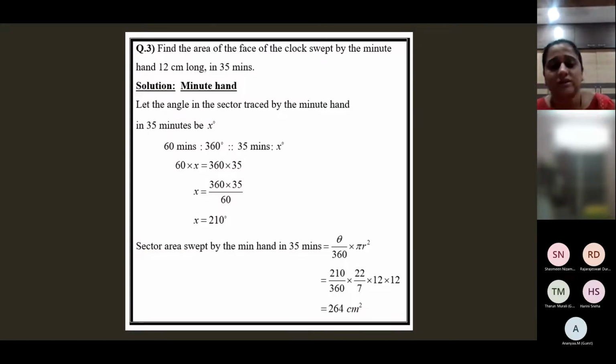So first we need to find the sector angle, and then the area. Done, children?